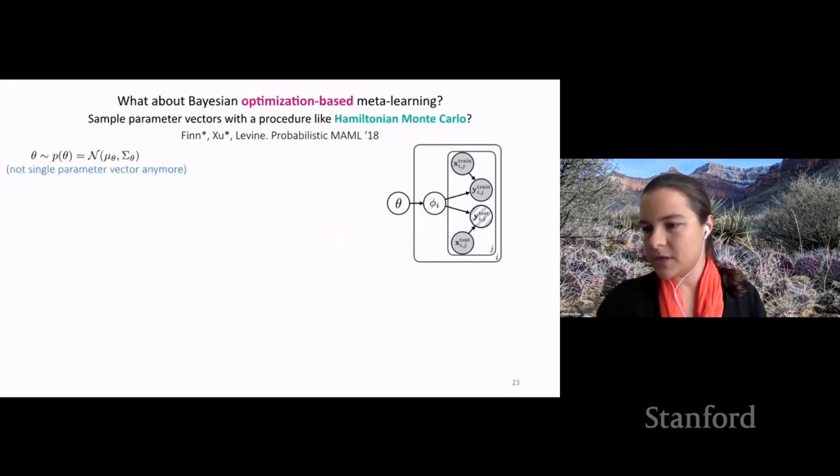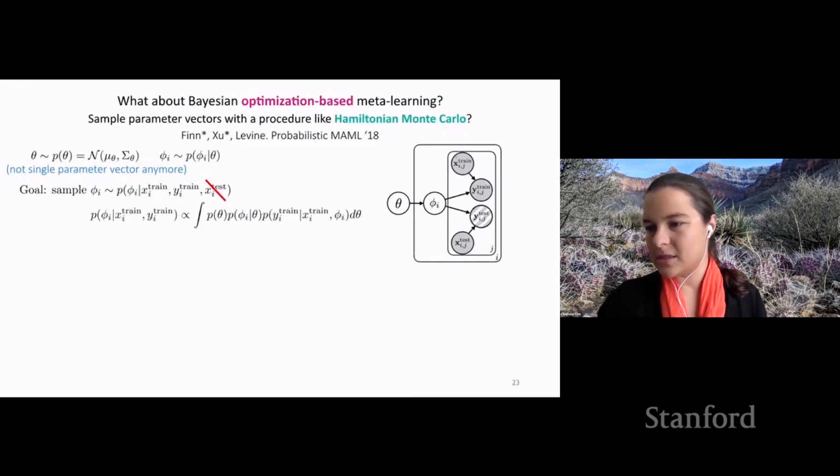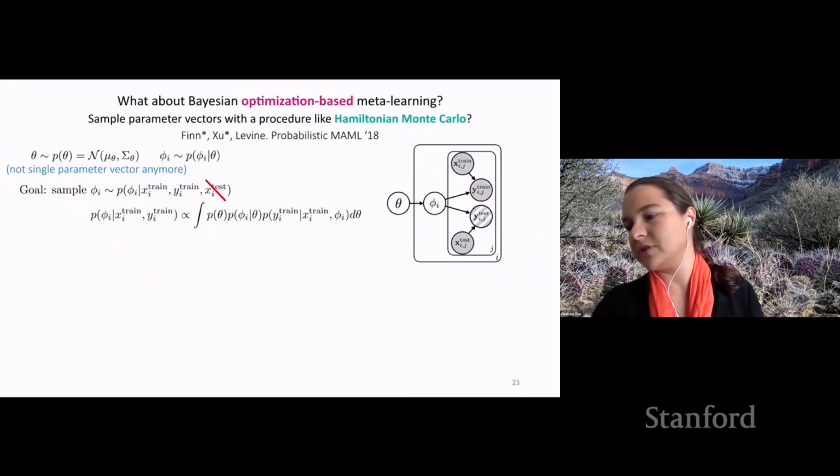We're a bit low on time, so I might go through this quickly. The goal is to represent both a distribution over theta and a distribution over phi given theta. And our goal is to be able to sample from phi given our data. This is independent of X test: once you condition on X train and Y train, you basically get this independence.